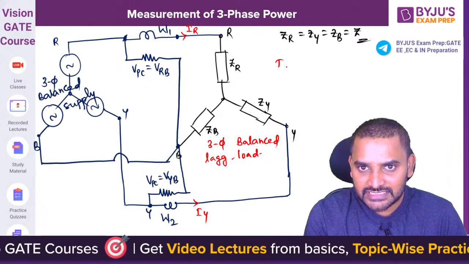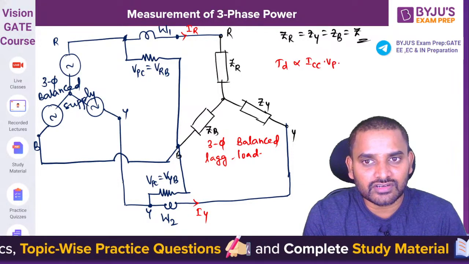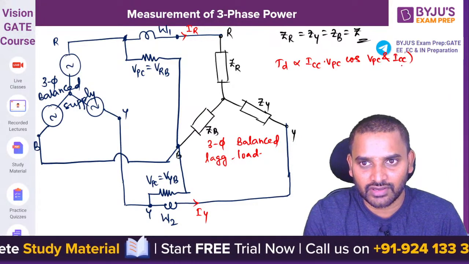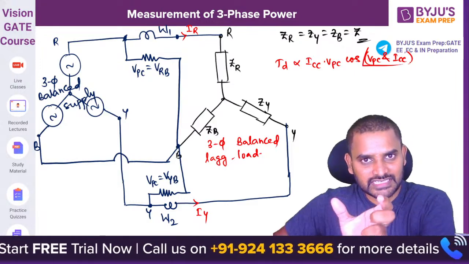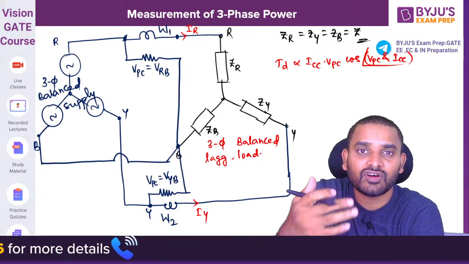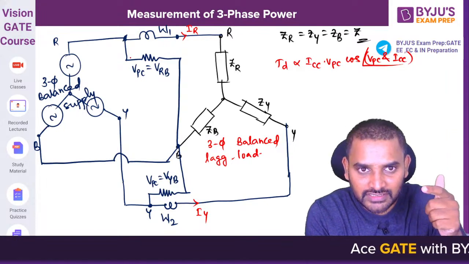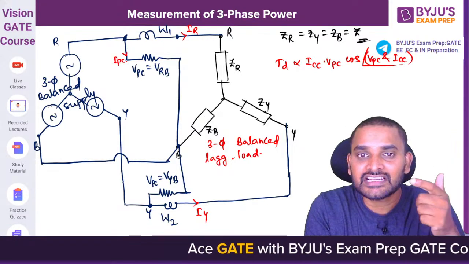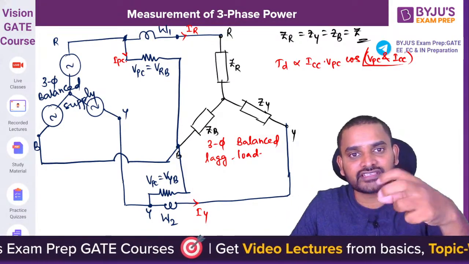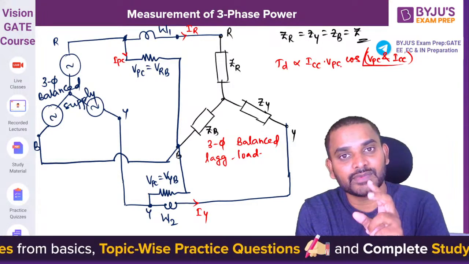Generally, the deflection torque of a wattmeter is proportional to the current flowing through the current coil, the voltage across the pressure coil, and the cos of the angle between the voltage across the pressure coil and the current flowing through the current coil. So this is the general representation. Yesterday we discussed how the wattmeter gives deflection whenever current flows through the current coil and the pressure coil. These currents create flux lines, and those flux lines interact and create a torque on a moving system. So this is ICC, IPC and cos of the angle between them.